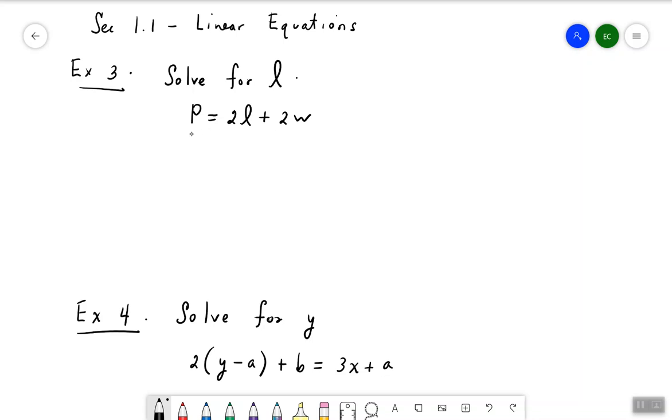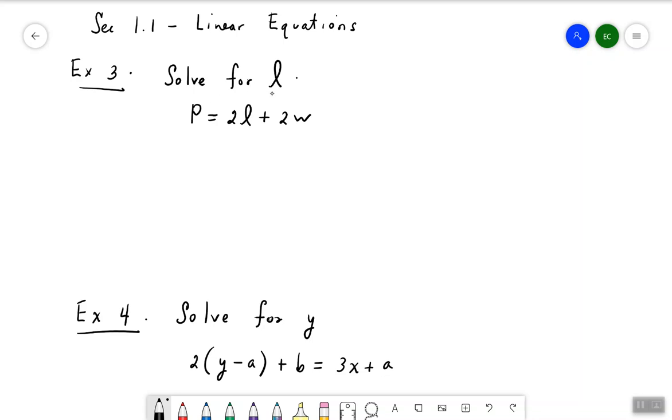You might recognize that as the formula for the perimeter of a rectangle. P is perimeter, L is the length, and W is the width for that rectangle. And so normally, when we see this formula, we have it solved for P. That's how it is right now. But we could solve for one of the other unknown quantities if we choose, like L or W.